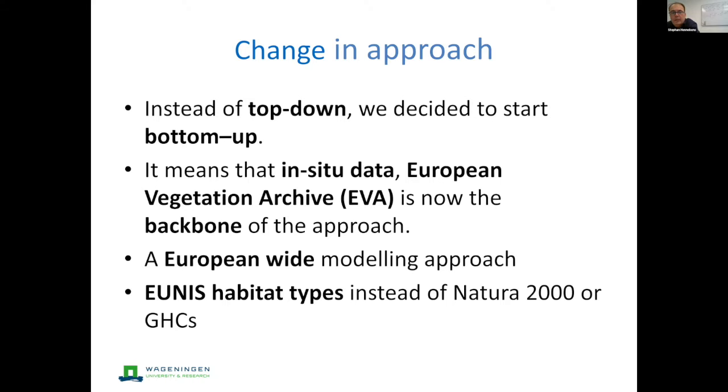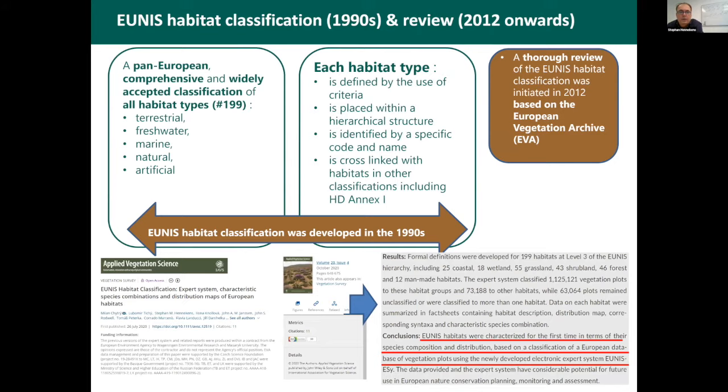And we're using the EUNIS habitat types instead of the Natura 2000 or the general habitat categories as the classification system. The major reason for that is that the EUNIS habitat classification is much more comprehensive than the Natura 2000 type. So EUNIS is a pan-European, comprehensive and widely accepted classification method of all habitat types. And at level 3, you have 199 habitat types. So it includes terrestrial, freshwater, marine, natural, and artificial habitats.